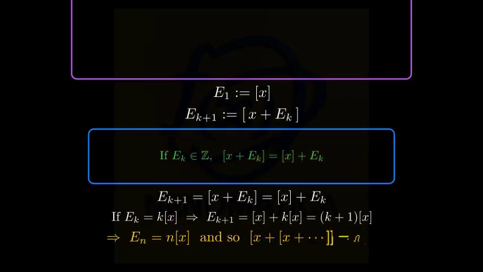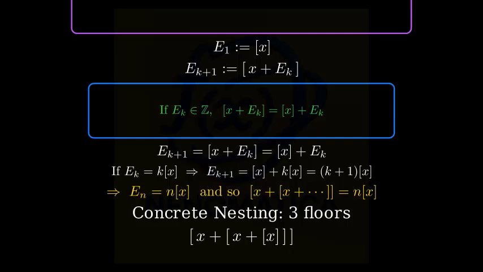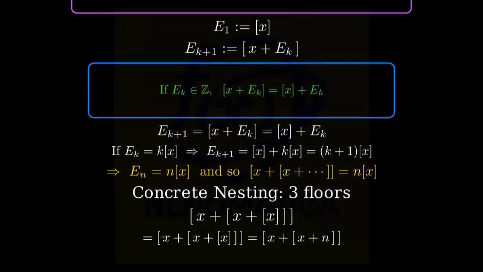Let us see one concrete nesting with 3 floors. The floor of x plus the floor of x plus the floor of x becomes the floor of x plus an integer, twice the floor of x. Pulling that integer out leaves 3 times the floor of x.